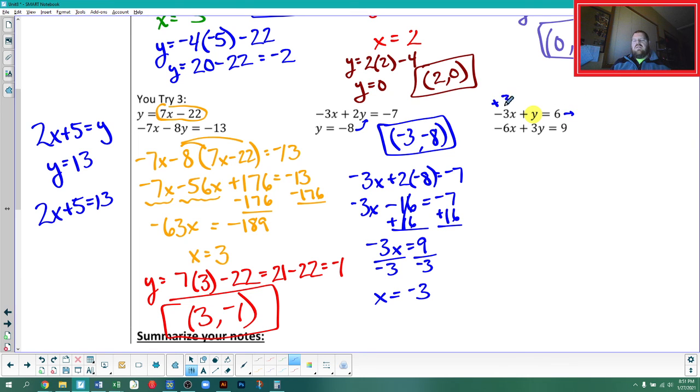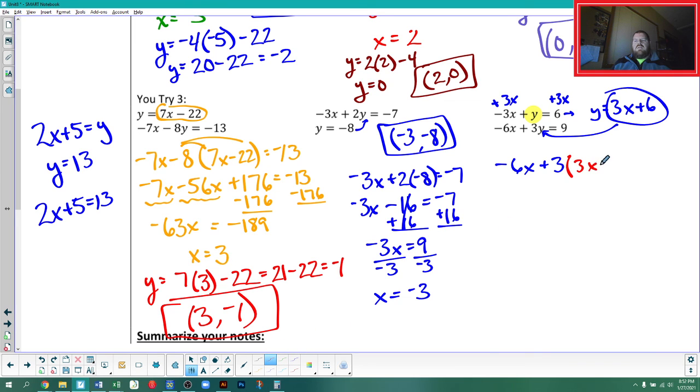All I have to do to that is add 3x. And so I get that y is equal to 3x plus 6. Now, not only is it in slope-intercept form, but it also tells me what y equals, and I can plug that in for y in this equation. Negative 6x plus 3 times 3x plus 6 equals 9. Oops. Should probably jump back to my other color there.